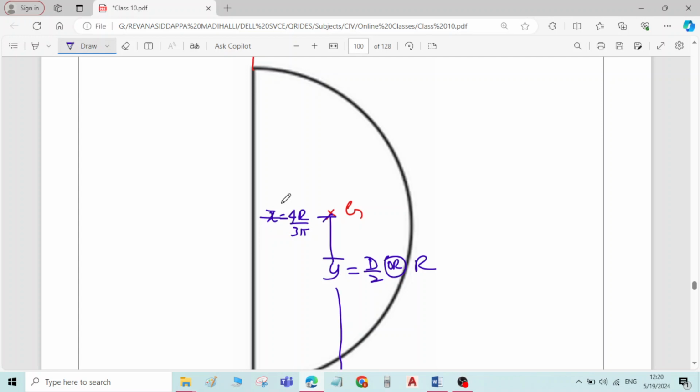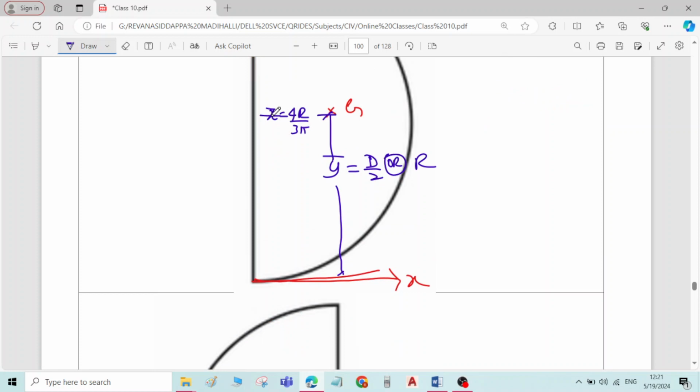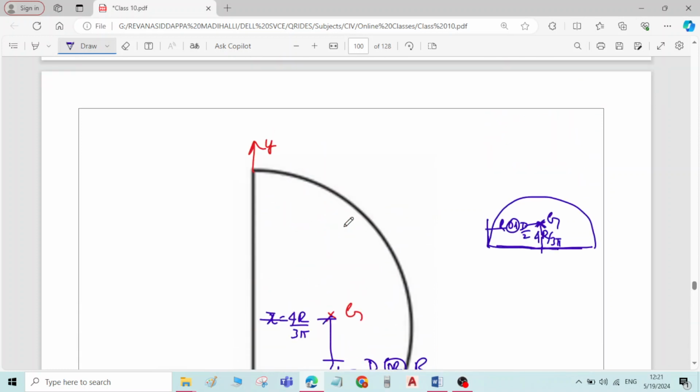In a general way we have to remember the formula. If you take a semicircle, the distance of the centroid from the diameter is always 4r by 3 pi. The distance of the centroid from the end point is always equal to the radius or d by 2. Like this you need to remember. So here x bar becomes equal to the distance from the diameter, that is why 4r by 3 pi. Y bar becomes equal to the distance from the end point, that is why equal to the radius or d by 2.